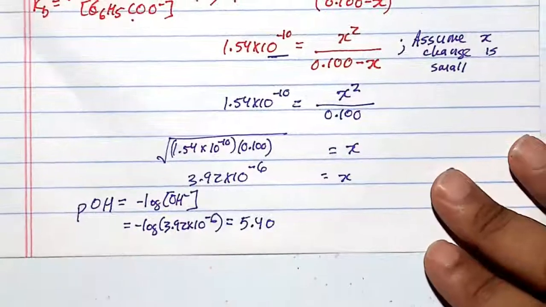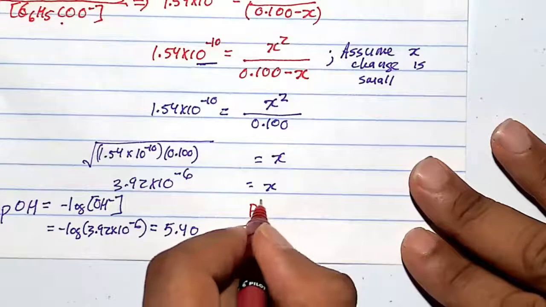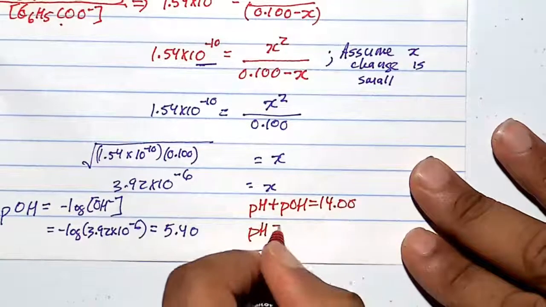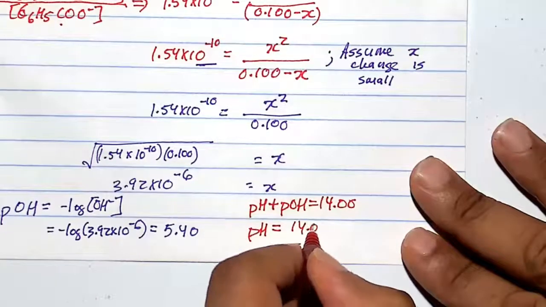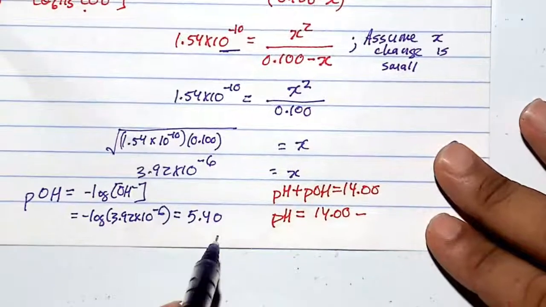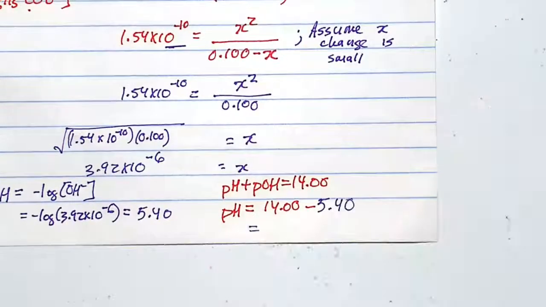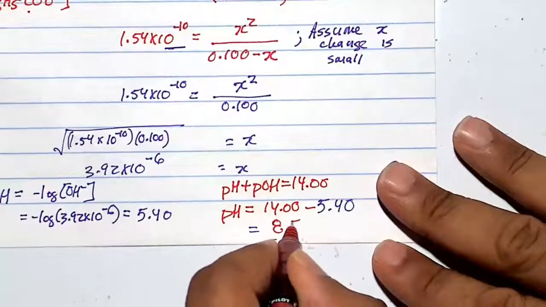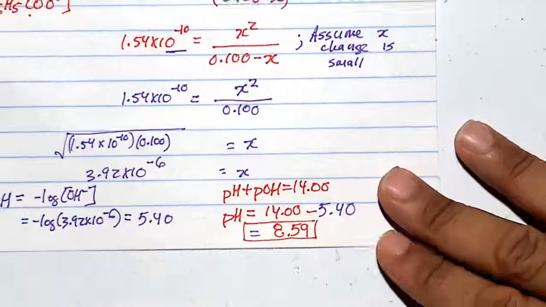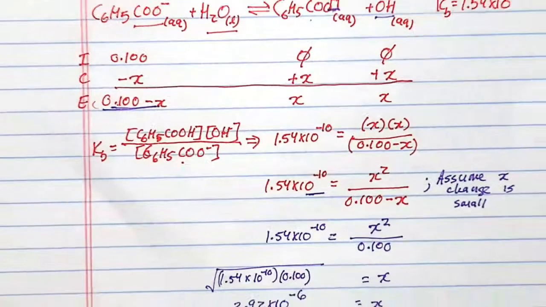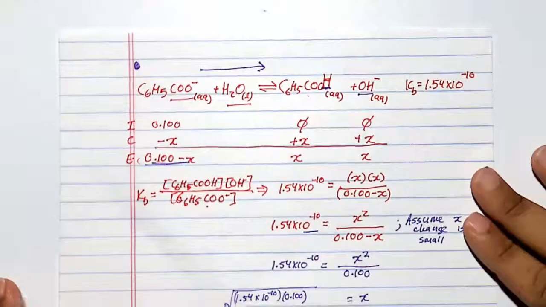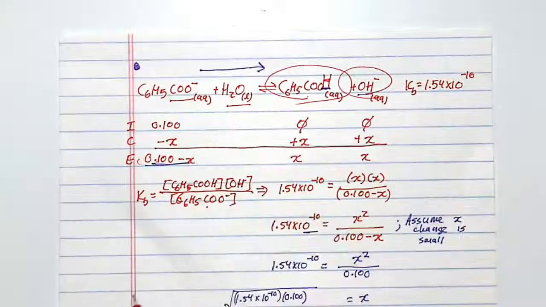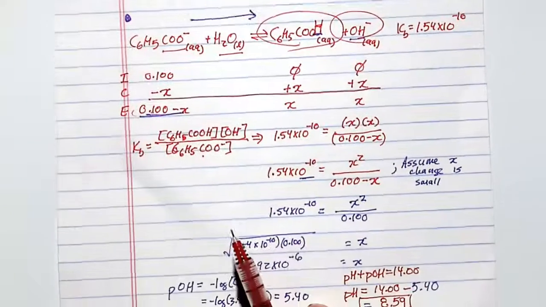That's my pOH. So I'll use this relationship of pH plus pOH is equal to 14. And pH now is going to be 14 minus the 5.40 that I calculated before. My pH of this solution is going to be... so that's what will happen when you react a weak acid with a strong base. The back reaction is going to influence your pH value.